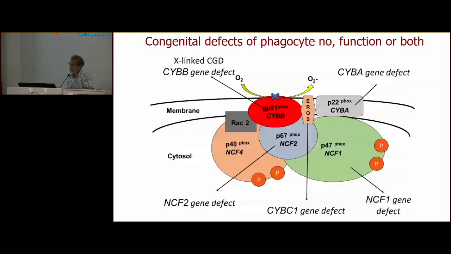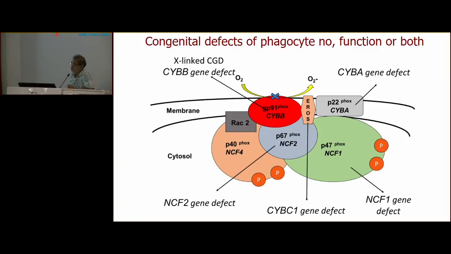The next category is congenital defects of phagocyte number or function, and in this I've taken CGD as a prototypic example. CGD, as you can see, is a defect in the NADPH oxidase complex, and it is a heterogeneous disease. The phenotype is the same, but the genetics is heterogeneous. So you've got an X-linked form because of the CYBB gene. Then you've got autosomal recessive forms. The most common autosomal recessive is P47.